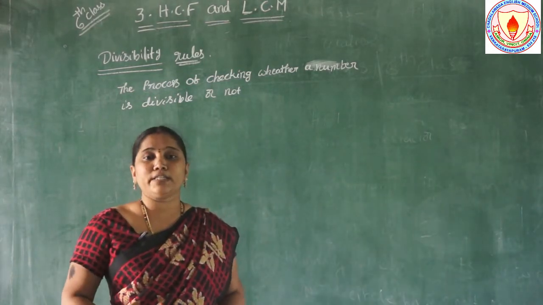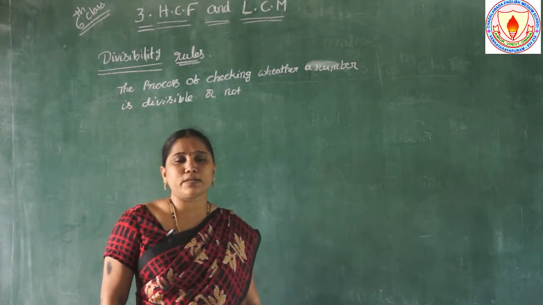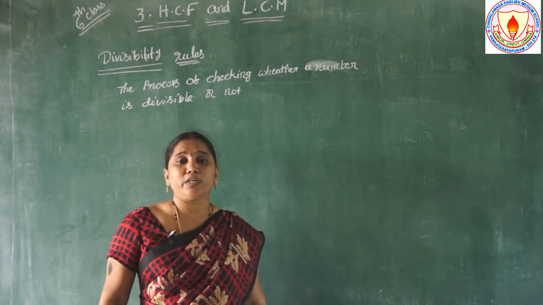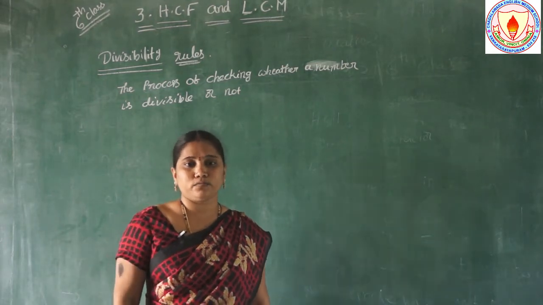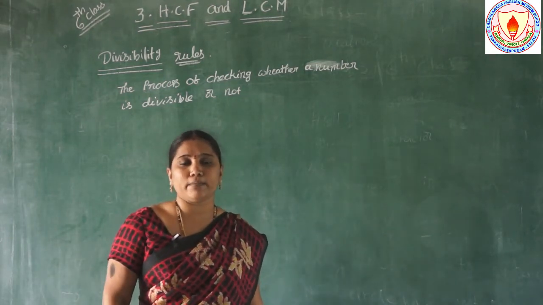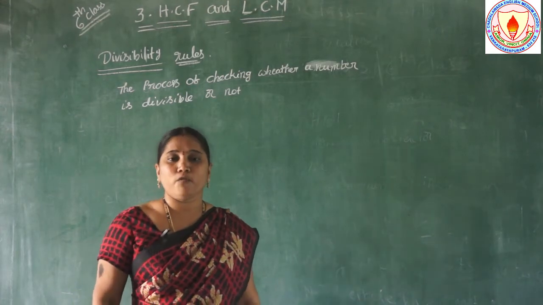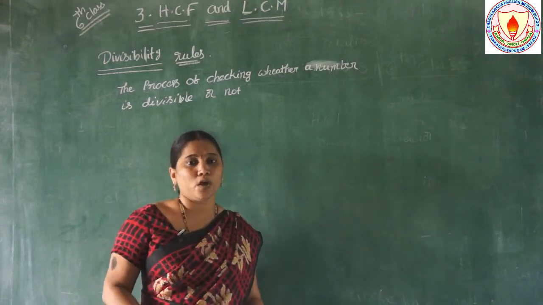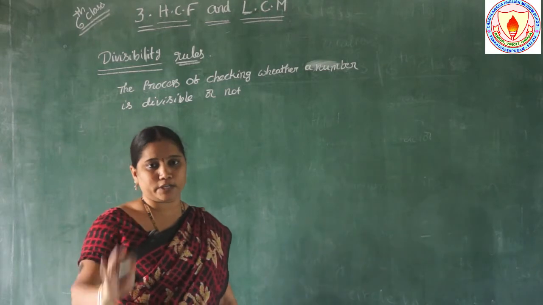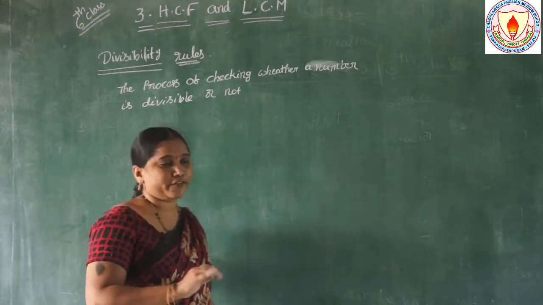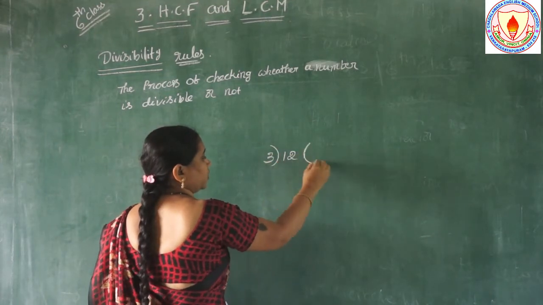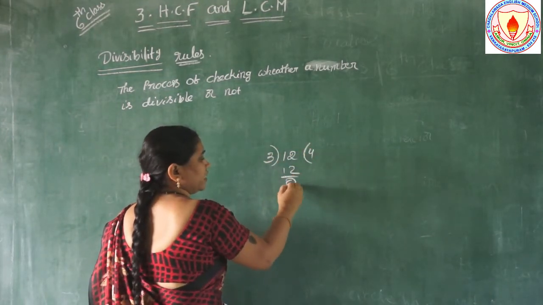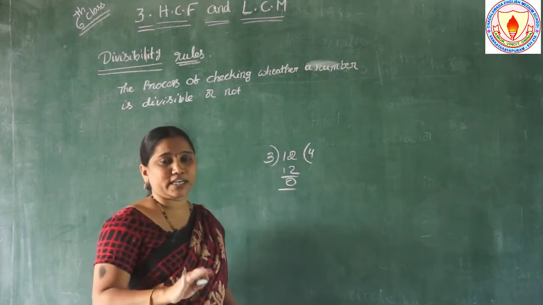What are divisibility rules? Divisible means when we divide the given number, we get the remainder 0. So why do we learn these divisibility rules? Actually we do divisions, some 2-digit division, suppose 3 into 12. 3 4s are 12. So this is a very easy method. We can do the division.